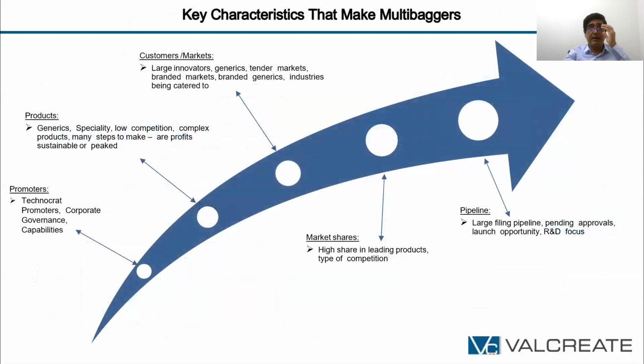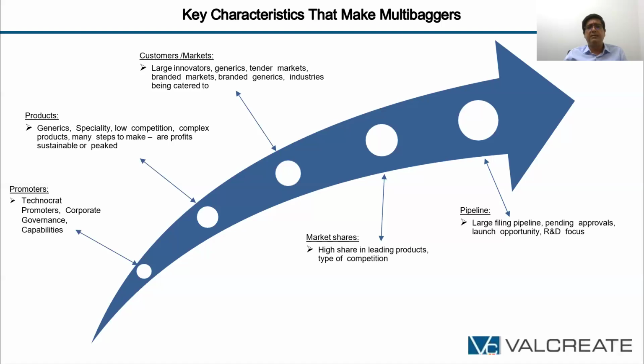So what are the key characteristics that make multi-baggers in these sectors? One is the promoters have to be extremely strong technically. Most of the technocrats have done extremely well in these industries. We also look at corporate governance. Corporate governance is a very important criterion when it comes to investing in companies.